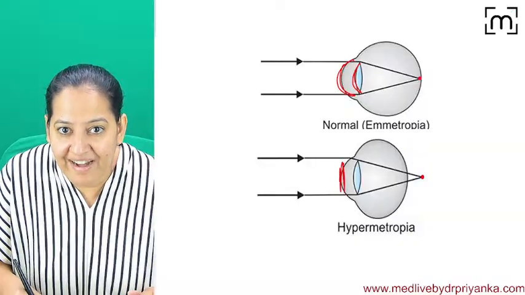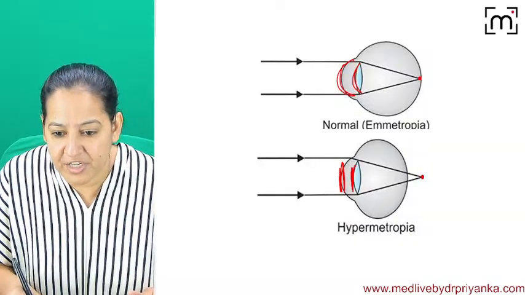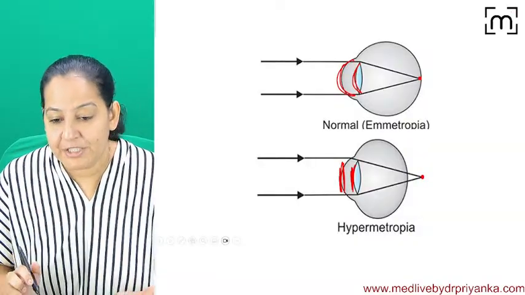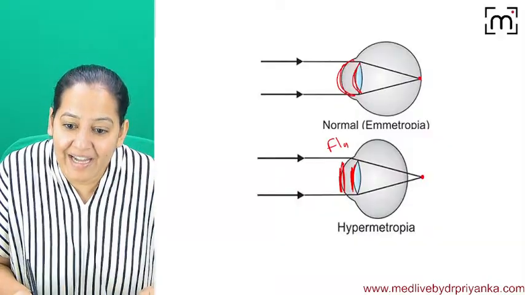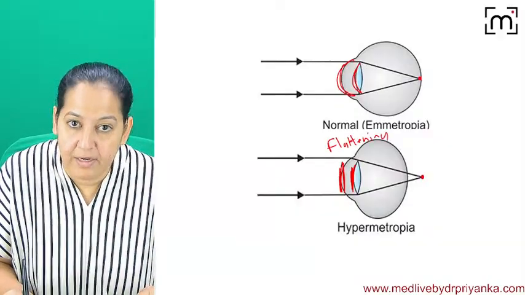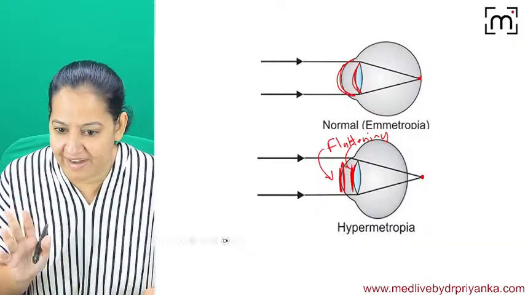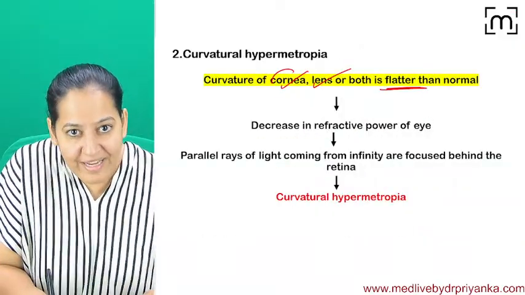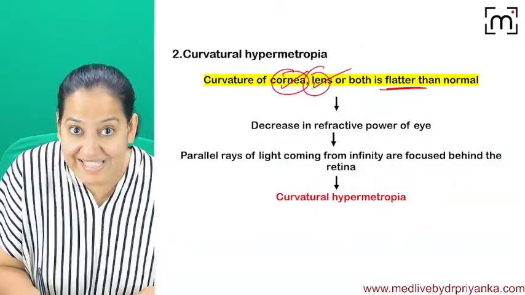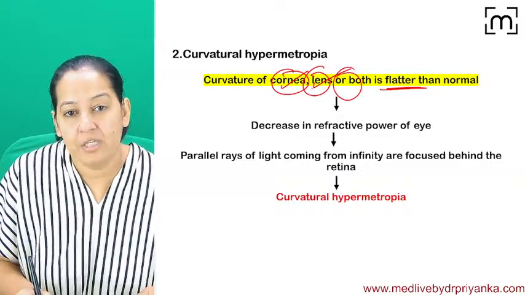Here it is nearly flattened. Here also it's not very well appreciated, so I'm drawing. Here it is flattened. So if there is flattening of either the cornea or the lens, a little bit of flattening, or both of them, either only the cornea flattened, only the lens flattened, or both of them flattened, what's going to happen?